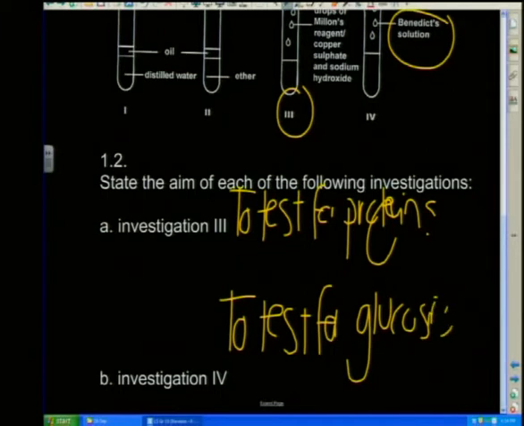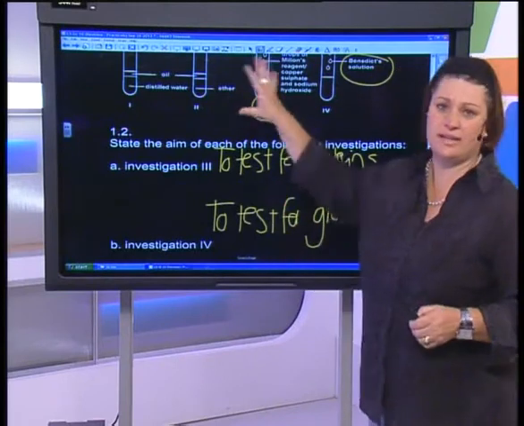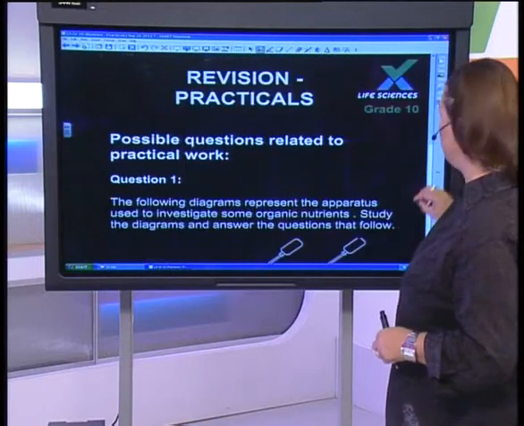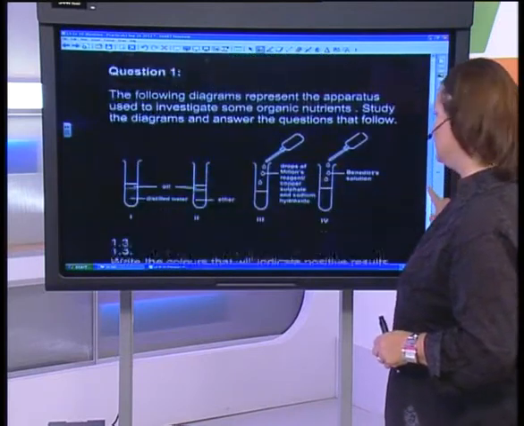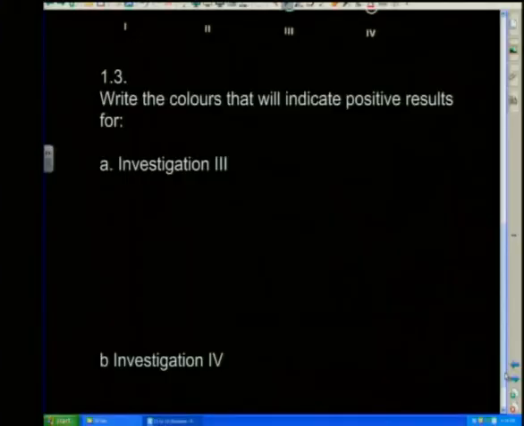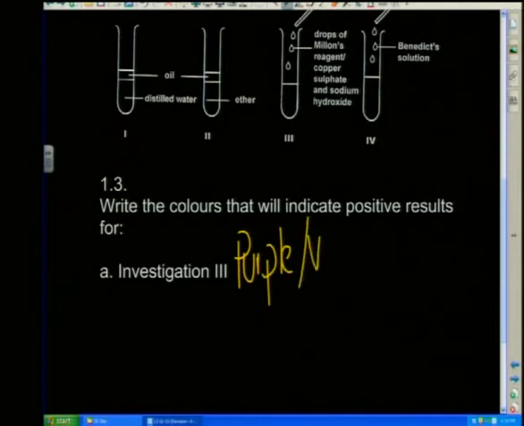There we go. A little bit of a dead spot there. Just by looking here, there's your food test. You are able to answer those questions just by having watched the practicals. Okay, write the colors that will indicate positive results for investigation 3. What was investigation 3? It was my Millon's reagent. And what did it go? Purple or violet. That was the color change.